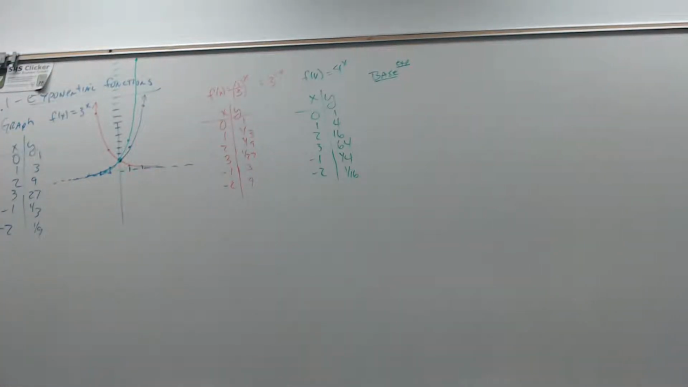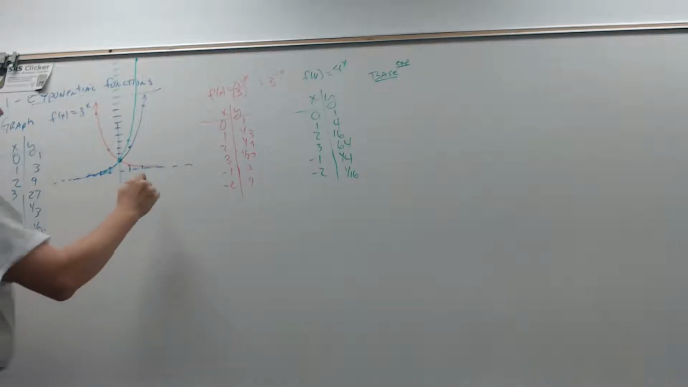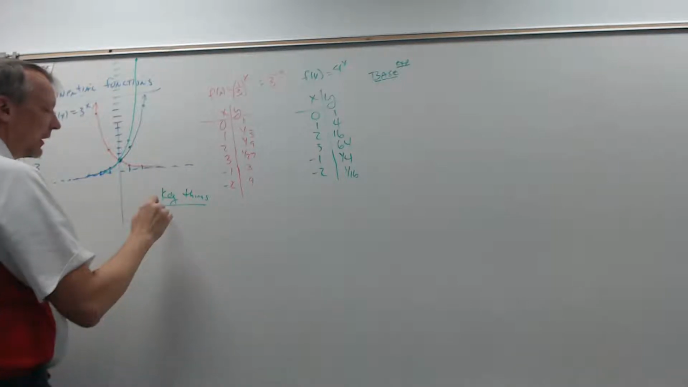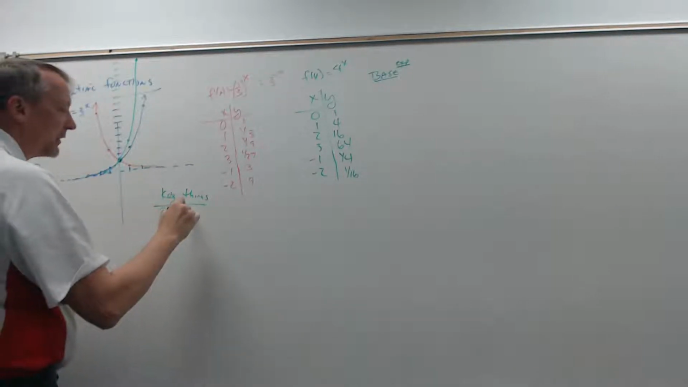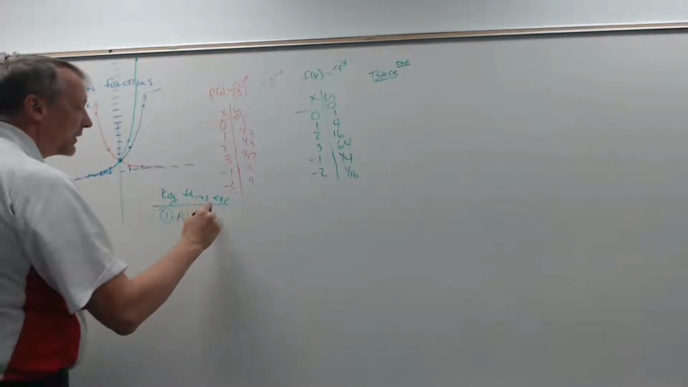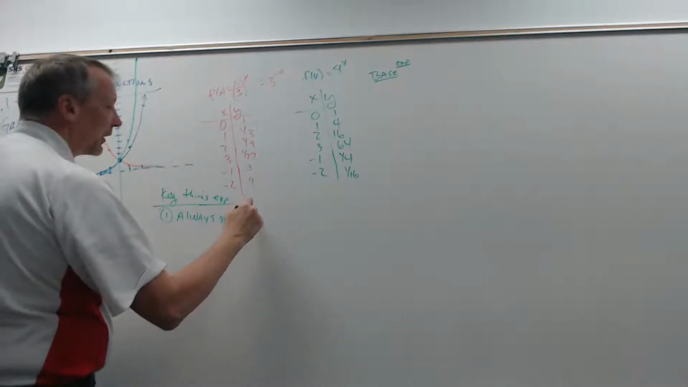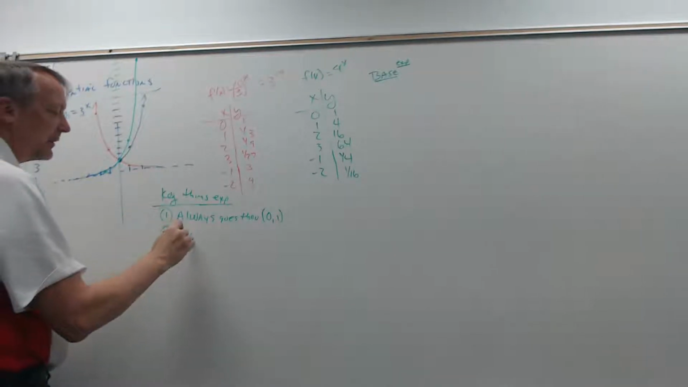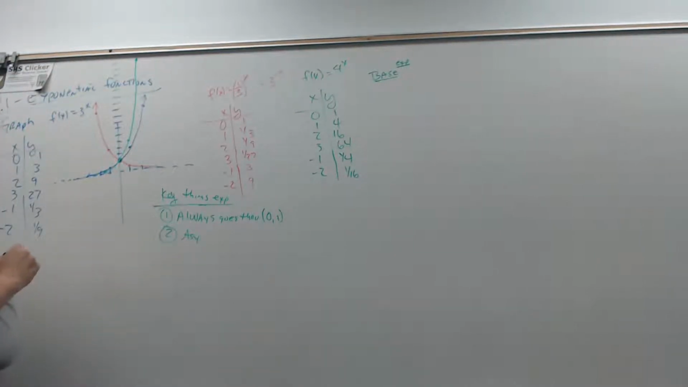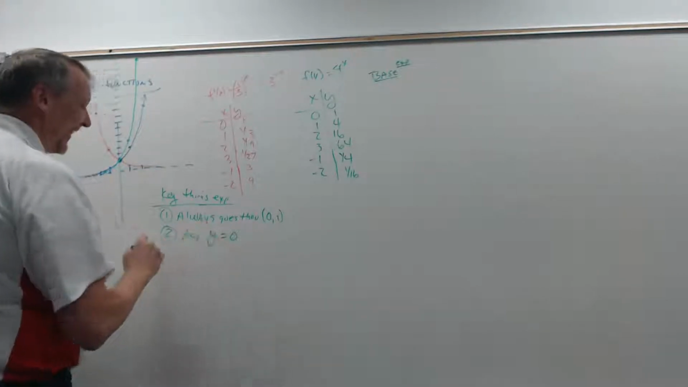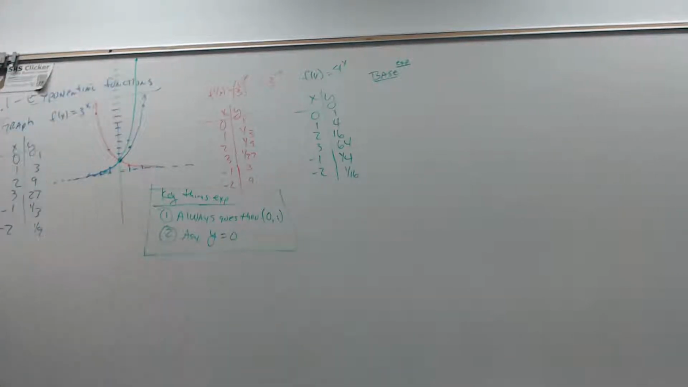Now, some key things to remember about exponents. It always goes through 0, 1, and I always have an asymptote where? What equals 0? X equals 0. Nope. Y equals 0. Y equals 0, okay? So those are some key things to remember.